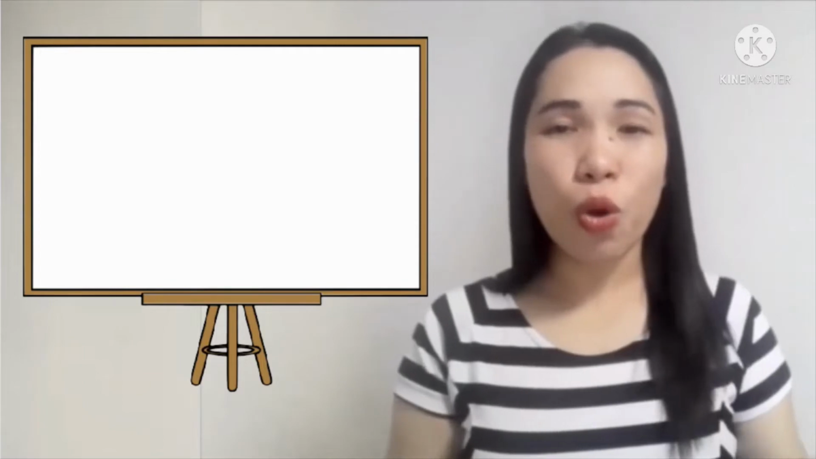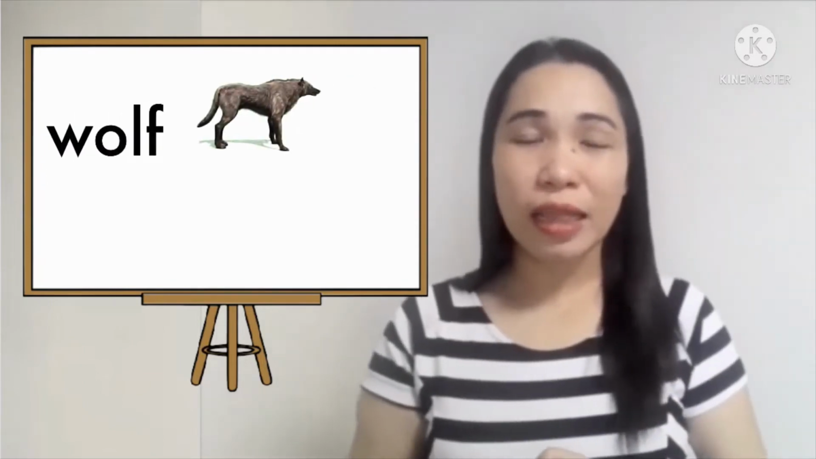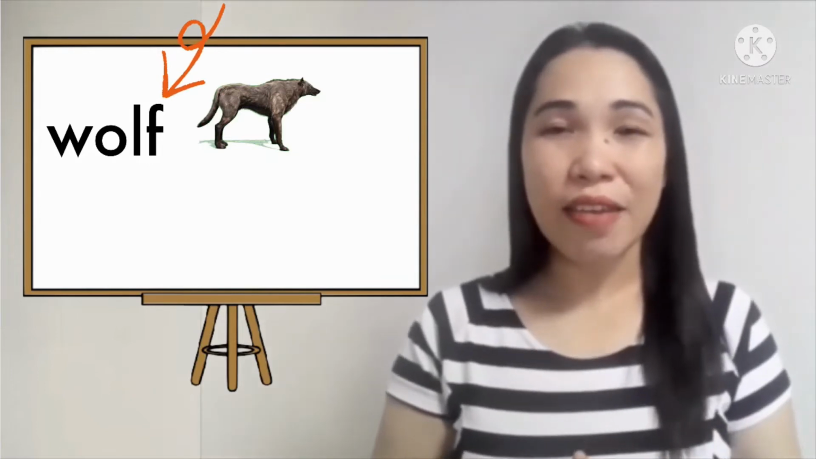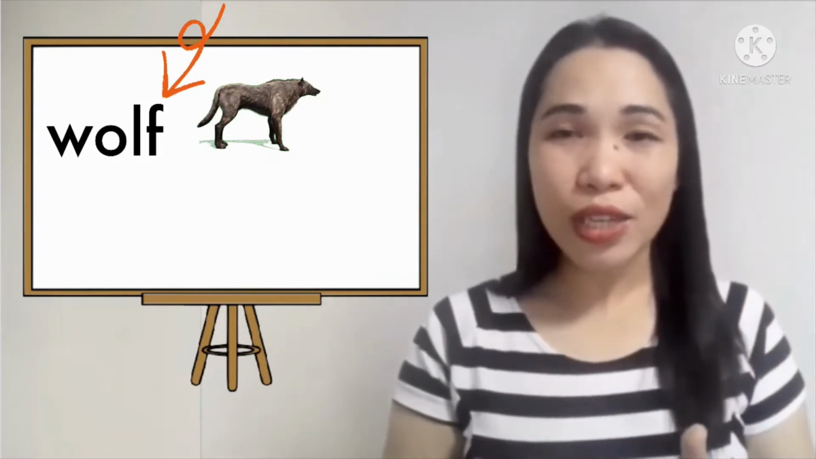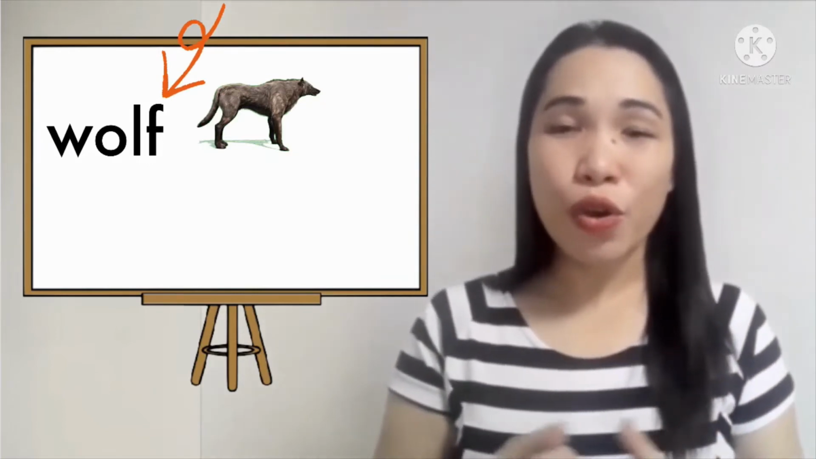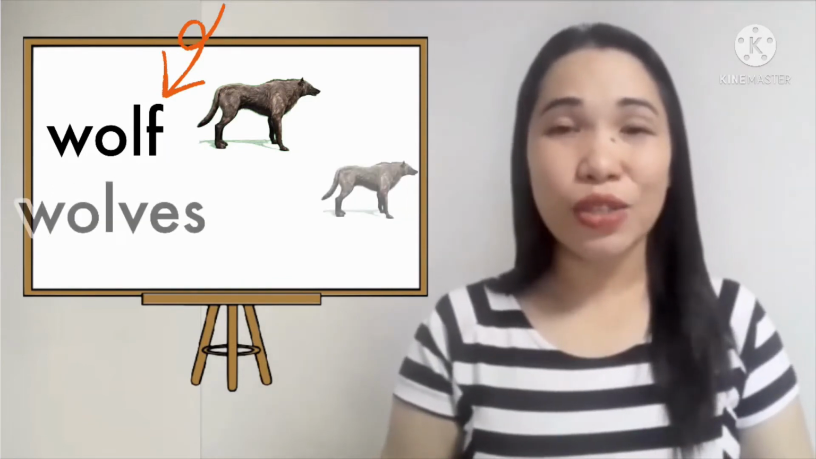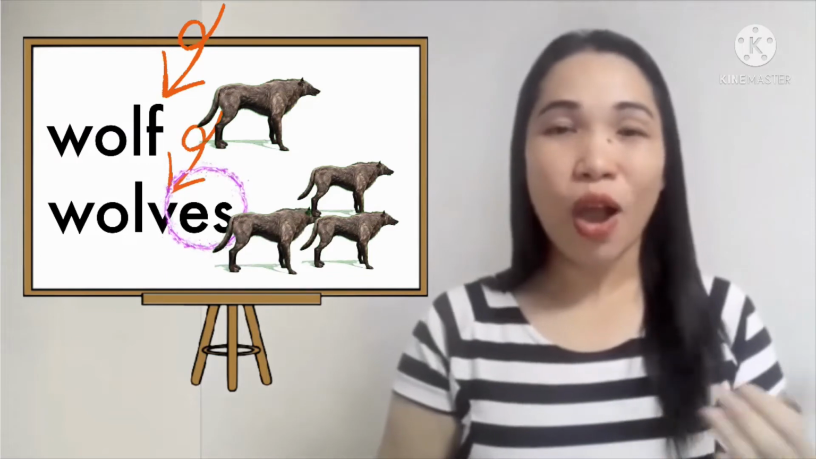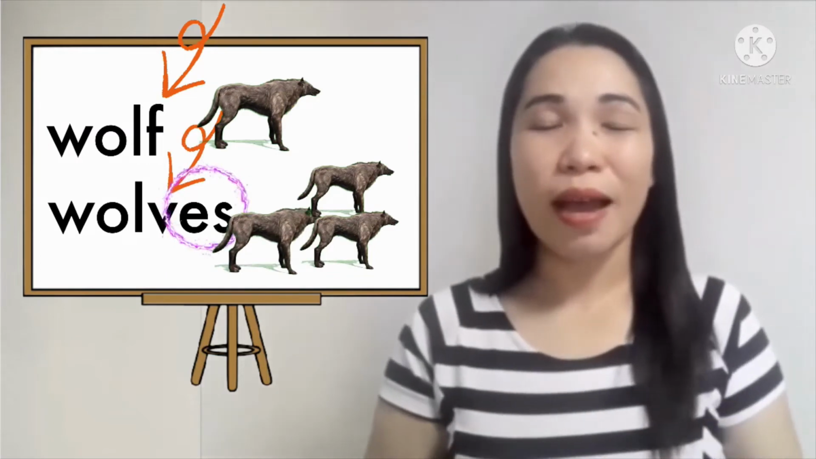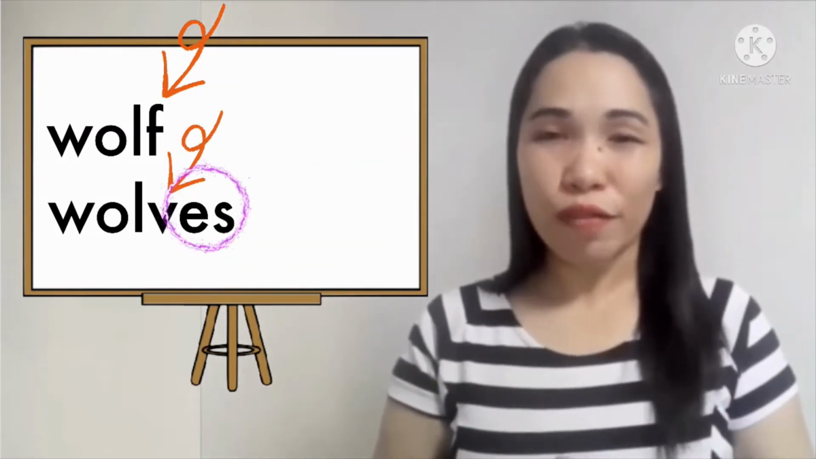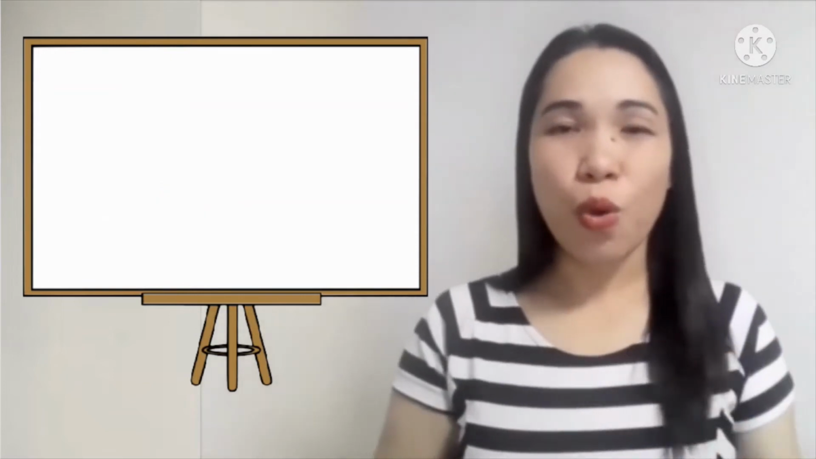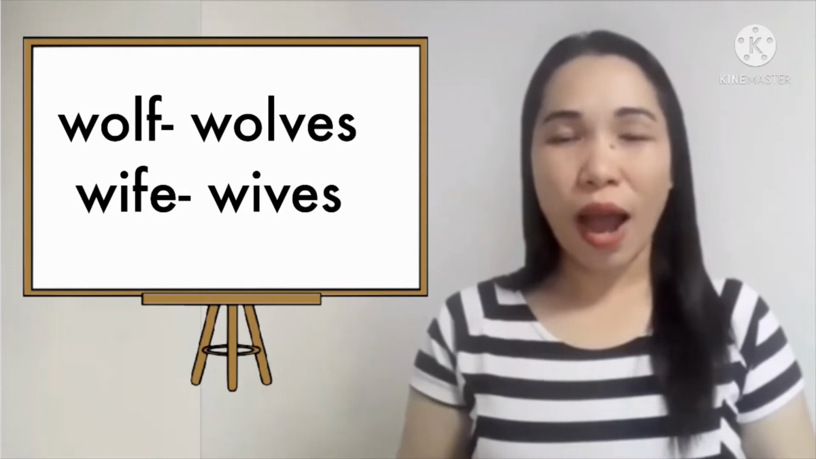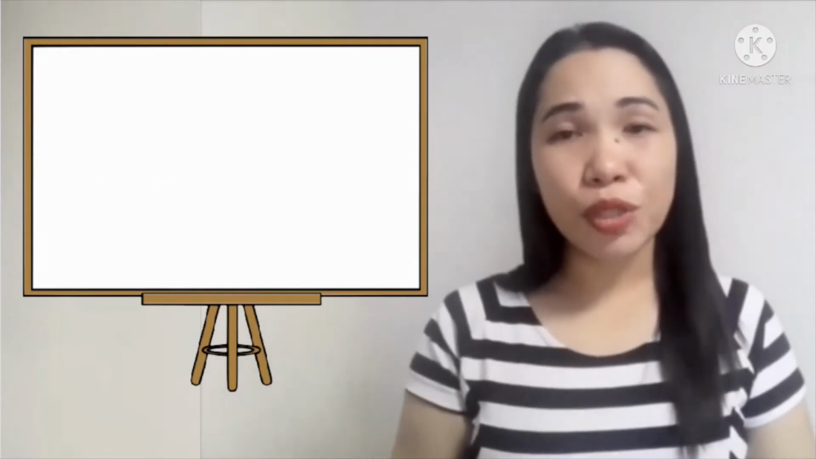Okay, what about wolf? The word wolf ends with the letter F. So the rule says that if the word ends with F, we are going to change the F into VE, and then we can add the S. So wolf will become wolves. Okay? So wolf, wolves. Wife, wives.